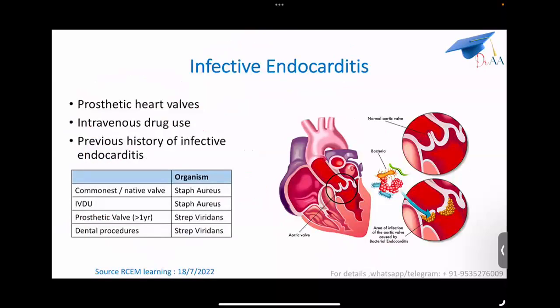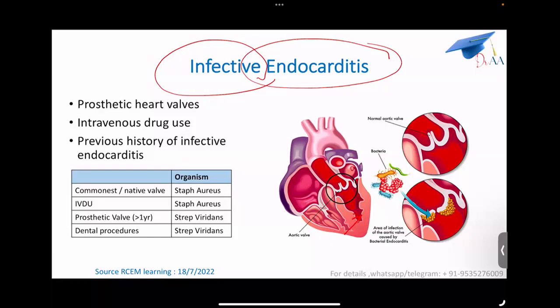What about infective endocarditis? As the word suggests, it is an infection. Infection causes inflammation of the innermost layer of the heart, that is the endocardium. This innermost layer also lines the walls. Okay, so we can see vegetations over this. If you expand it, these are the vegetations. These vegetations can be seen on echo. So echo becomes very important in the diagnosis of infective endocarditis.